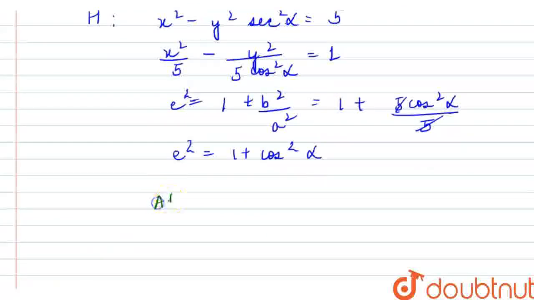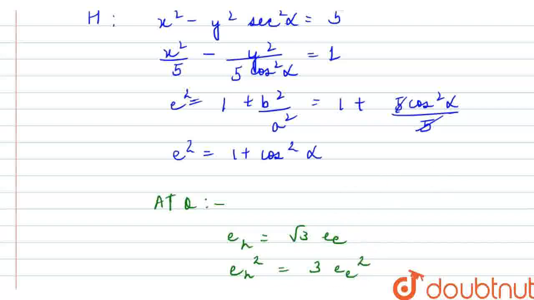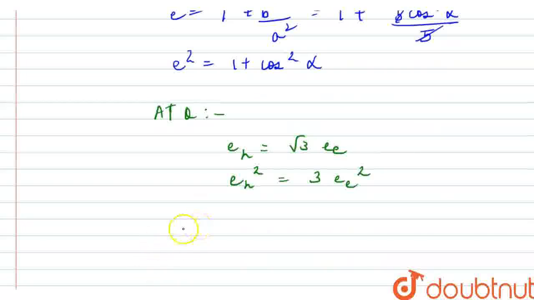Now according to the question, eccentricity of hyperbola is root 3 times eccentricity of ellipse. So squaring both sides, I get square of eccentricity of hyperbola is equal to 3 times square of eccentricity of ellipse. Now substituting the values, I get 1 plus cos square alpha is equal to 3 sin square alpha.